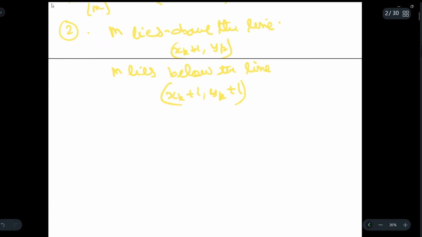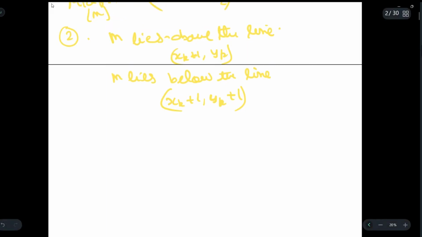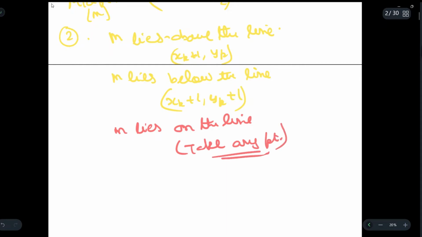Now let us find whether the point m will lie on the line, above the line, or below the line. If m lies on the line, then we can take either of the 2 points, that is, either xk plus 1 and yk, or xk plus 1 and yk plus 1. So these are the three cases.